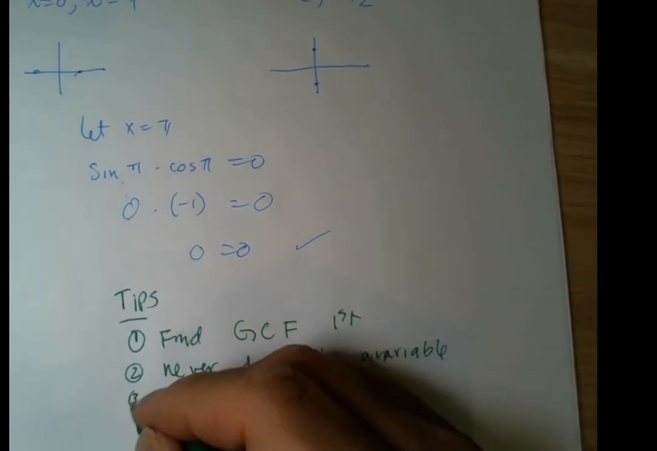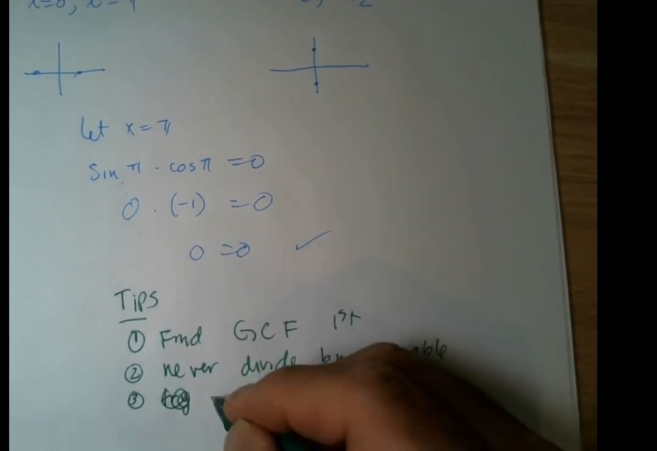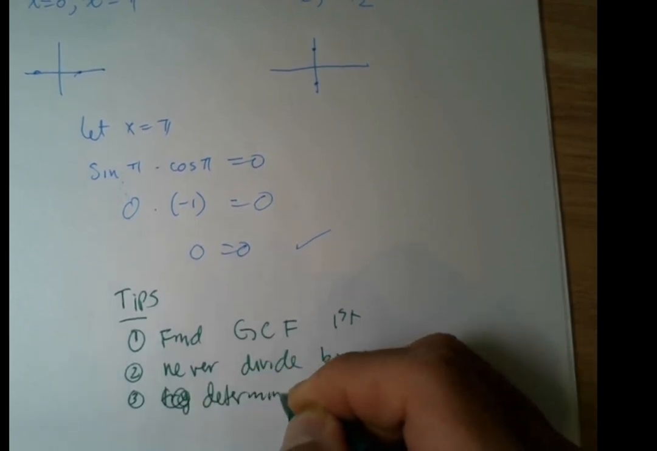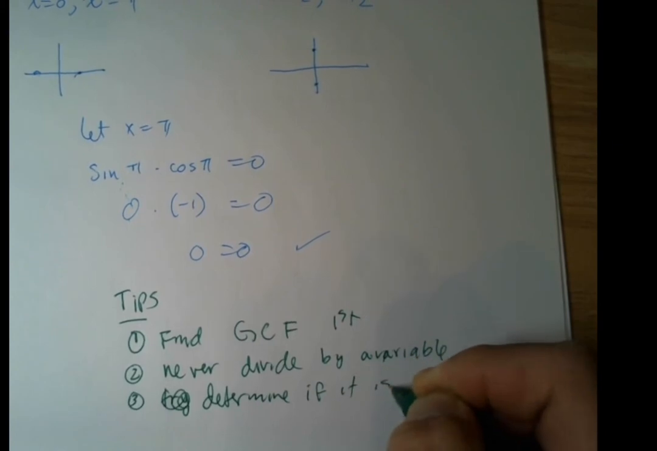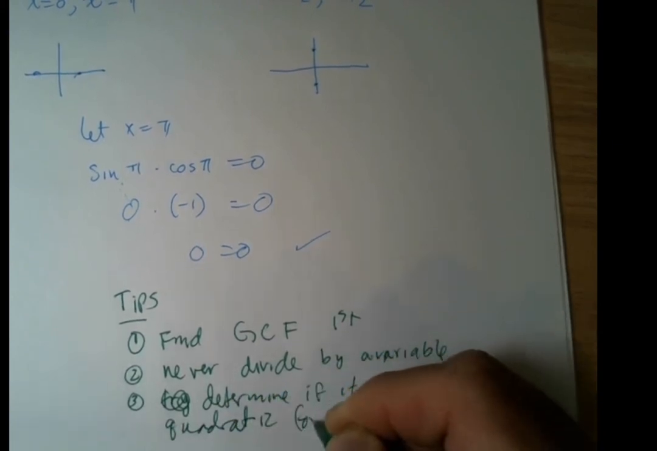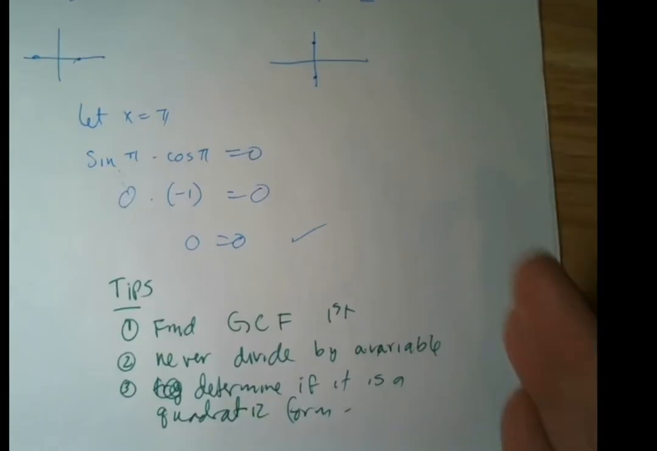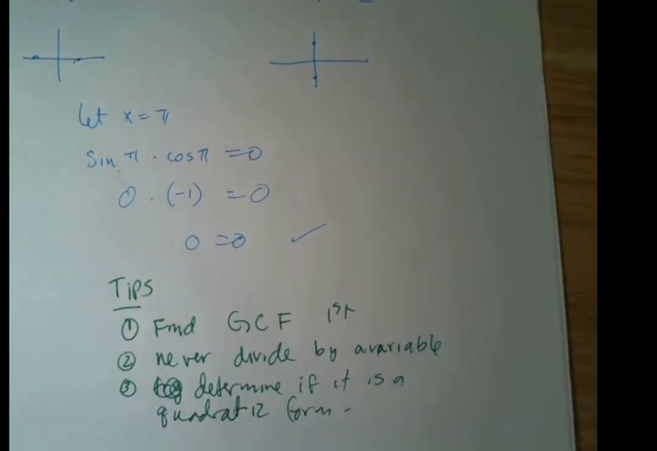And then also, try to determine if it is a quadratic form. Sometimes it's easy to spot, it's just a square, but sometimes it might be a 4th power, 2nd power, sometimes even 6th power, 3rd power. That would also follow the quadratic form. Okay, so here is just an introduction. In the next videos, we're going to look at actually solving some more involved trig equations using these techniques.